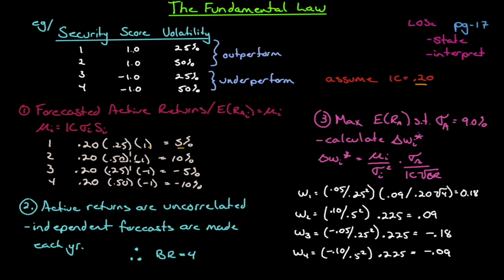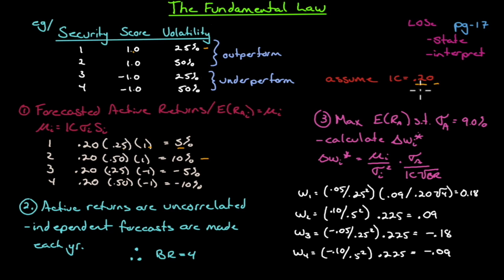Let's go to the next one. 0.2 times 0.5, and of course we want to keep the sign. 10%. That's our estimate of what the expected return is going to be based on what its risk is and how good we are. The next one, we have 0.2 multiplied by 0.25, but we're going to multiply by -1 because we think it's going to underperform. We get a forecasted return of -5%, and then the last one, -10%. So we have now forecasted our active returns, and what did we need to do that? We needed to know what level of risk each asset had.